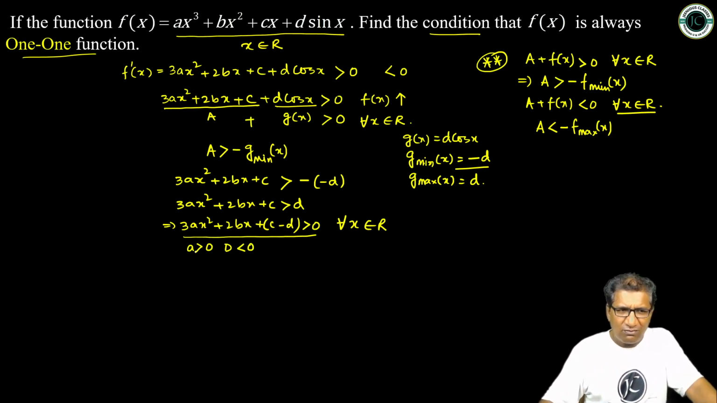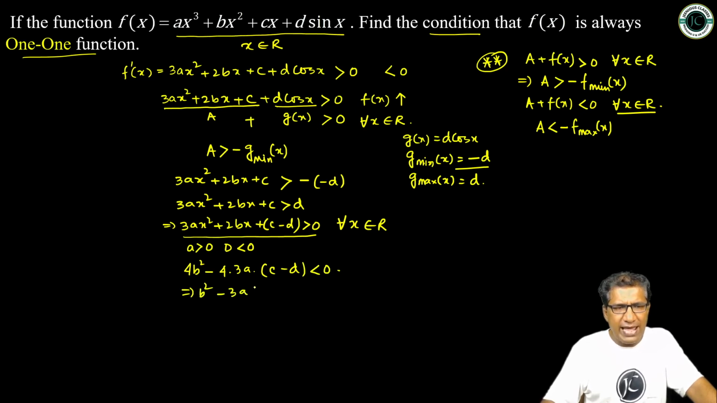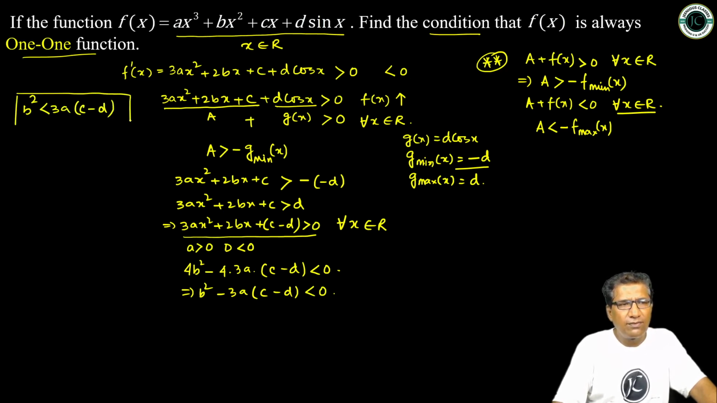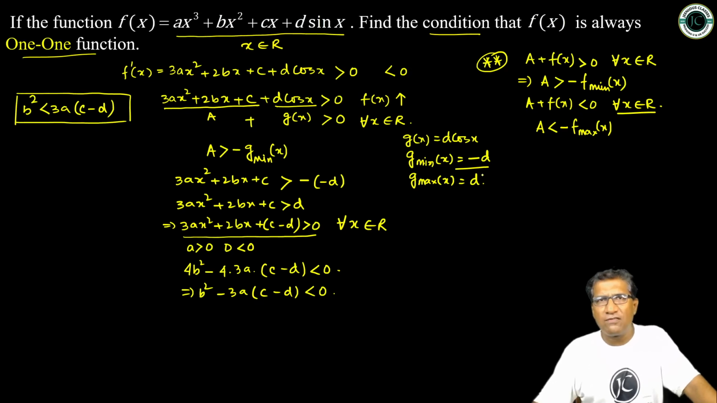So, what is the discriminant over here? The discriminant is b squared minus 4ac. This is less than 0. So that implies what? b square minus 3ac minus d is less than 0. So what we got from here is b square is less than 3ac minus d. Is it clear to all of you?